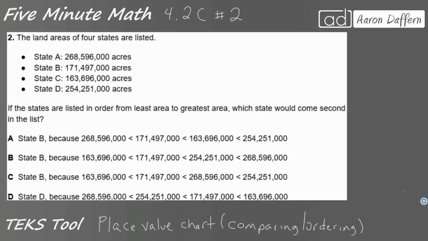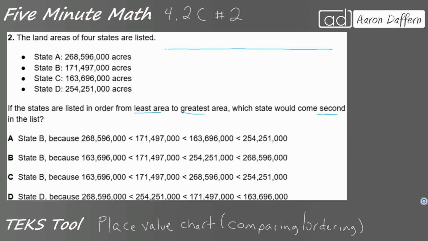So we've got four land areas of states listed, and we need to put them in order from least to greatest. And instead of just finding that list, we need to find which state would come second on the list. Okay, so there's a few steps here. So let's build a place value chart. Looks like we're going all the way to 9 digits. So let's build our place value chart here.